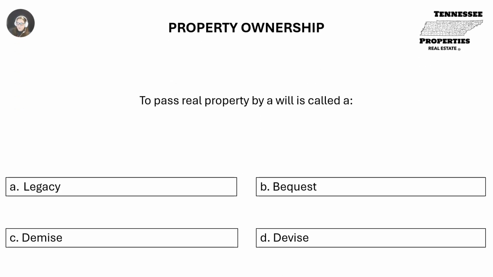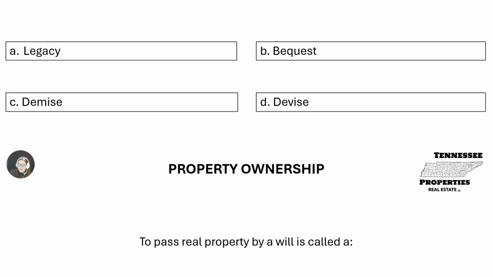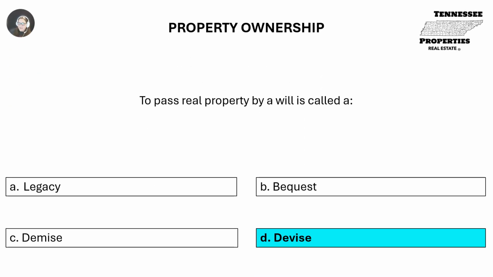To pass real property by a will is called A. Legacy, B. Bequest, C. Demise, or D. Devise. D. Devise.